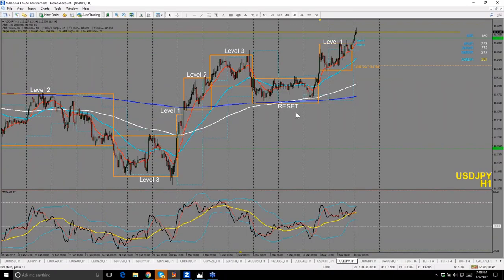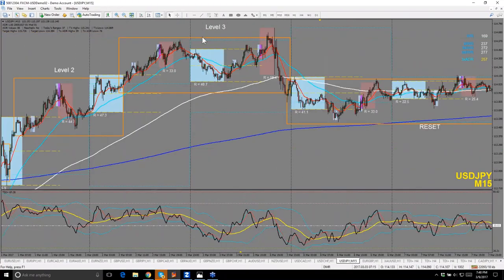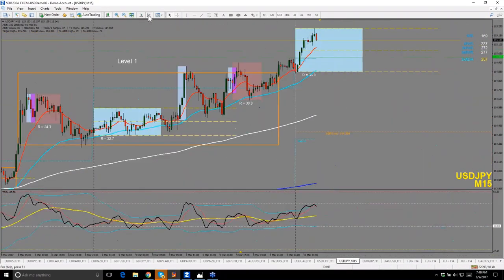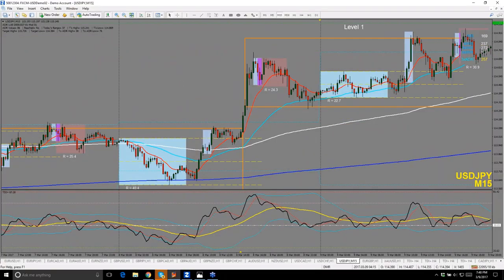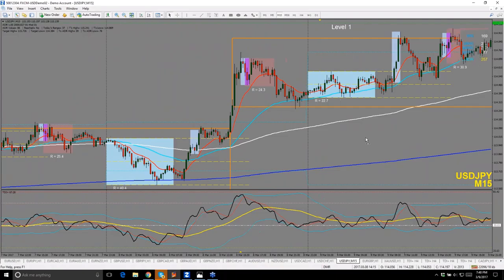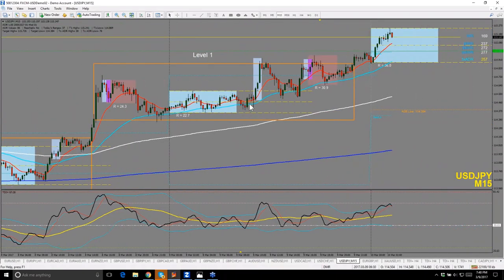Dollar yen. Dollar yen, also the same thing. It did a reset coming off of this move, so we're expecting it to go long. It moved up. It's kind of level 1, really ugly in here.